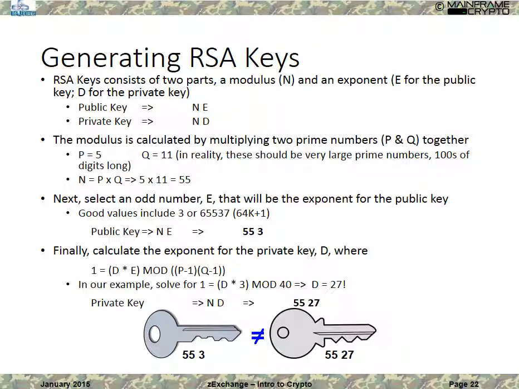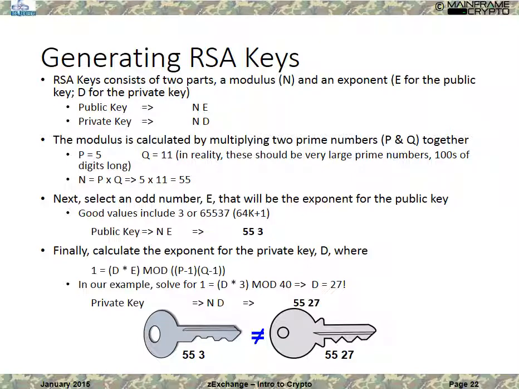Then I have to come up with an exponent, and I just pick an odd number. It turns out that 3 or 65,537 make good exponents, because they make the math a little bit simpler. With those values, I can shift bits to do the math of dividing by 2. So in our example, we're going to select a value of 3. The odd number will be 3. And that's our public key, 55, 3.